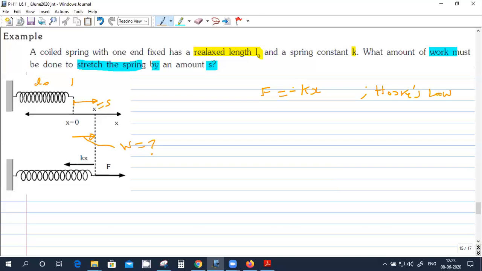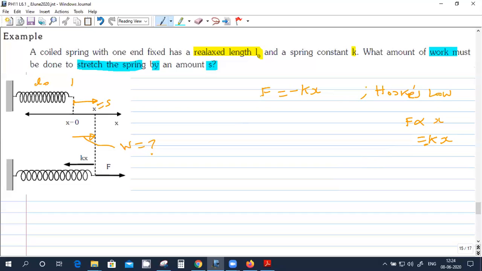Which law? Hooke's law. It is named after the person Hooke. Basically, the law says the force is proportional to x, and there is a constant of proportionality, k. The minus sign indicates that the direction of the force is opposite to the direction of the displacement. Okay, so the force is this one.